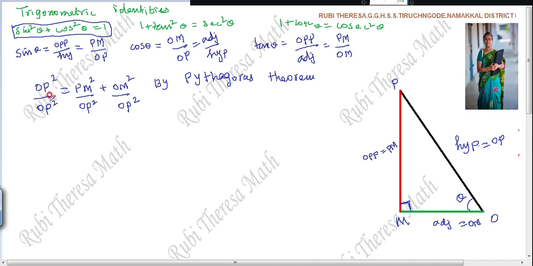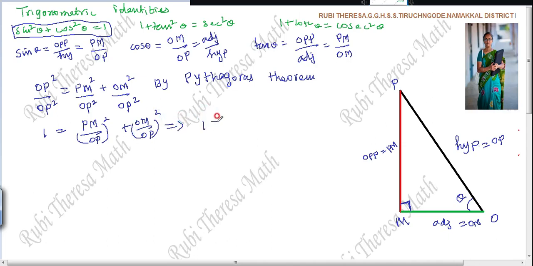Then what will you get? OP squared will get cancelled, giving 1. PM by OP is nothing but sin theta. But here the square is there, so you have to write sin squared theta, sin theta the whole square. This is 1. This is PM by OP the whole square plus OM by OP the whole square.